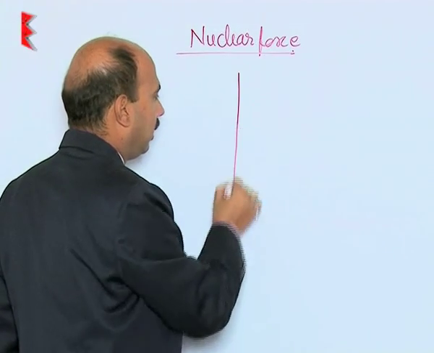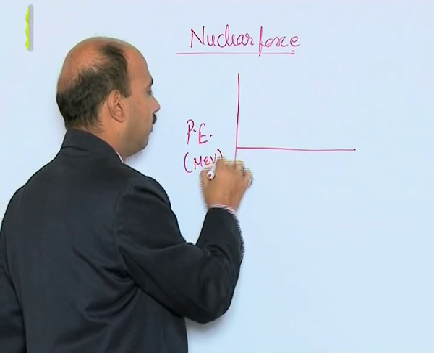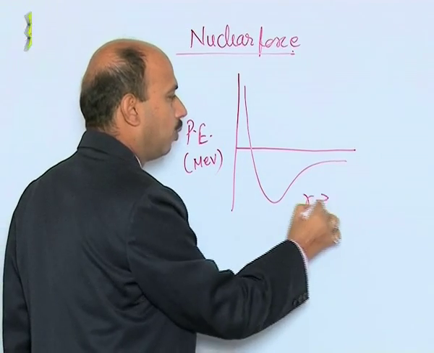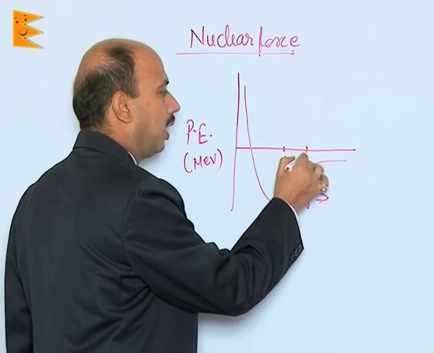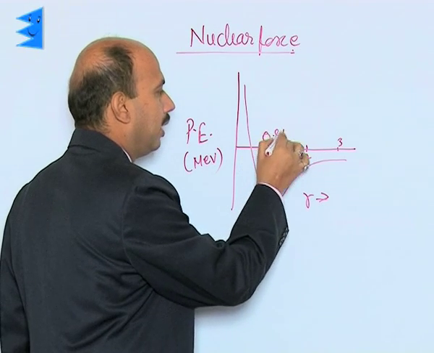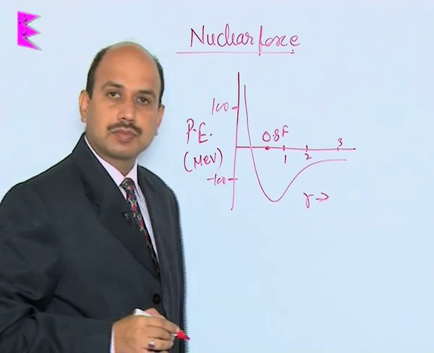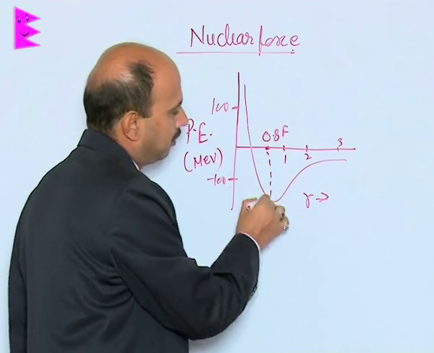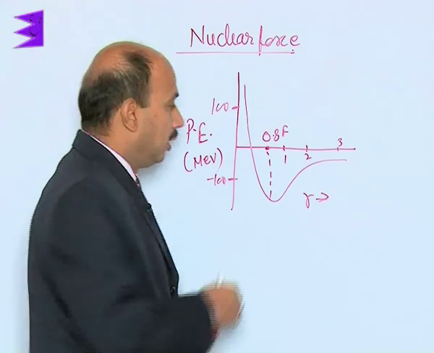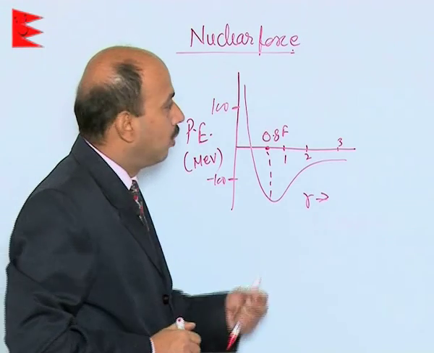First I am showing here the potential energy, that is in mega electron volt, and the graph is something like that. There is R over here. Suppose this point is 1, 2 and 3, and this point is around 0.8 Fermi, and this we can take 100 and this we can take minus 100. So at this point it has the negative value maximum. So the nuclear force is attractive up to this. This side the nuclear force is attractive and this side it becomes repulsive. So this is about the nuclear force.